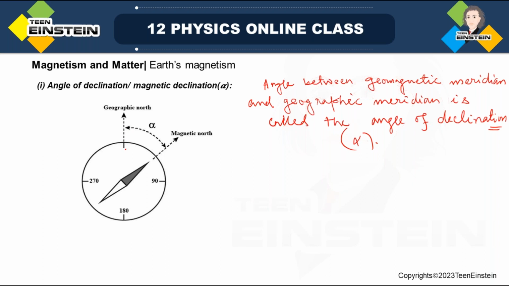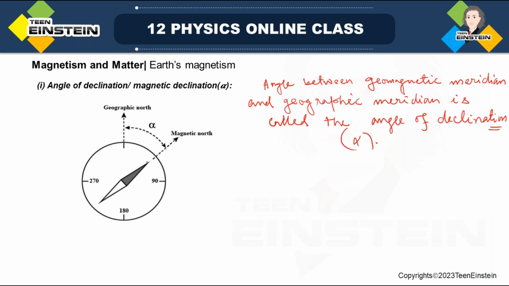See here it is shown. Generally, if you want to know the actual direction, the north and south pole indicated by the magnetic needle of a compass is actually indicating the direction of magnetic north and south poles, not the geographic north and south pole.